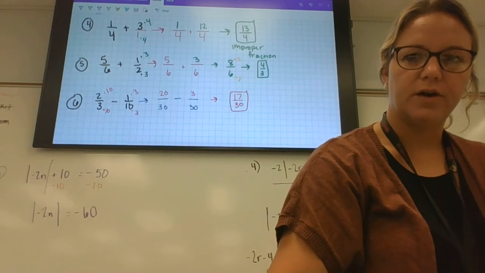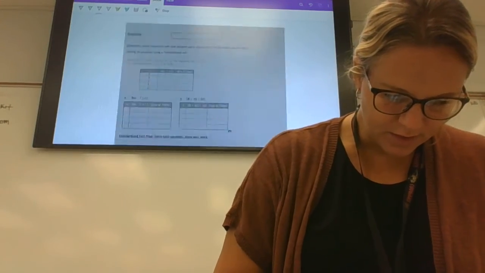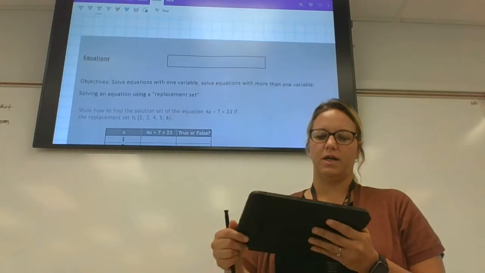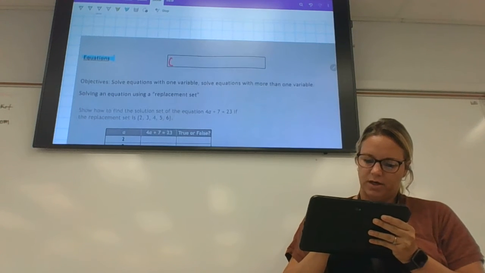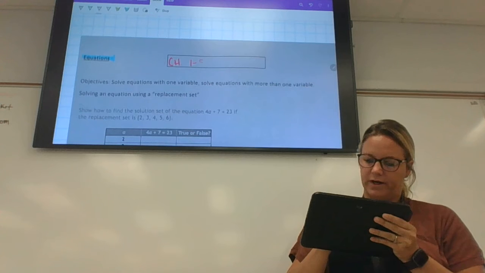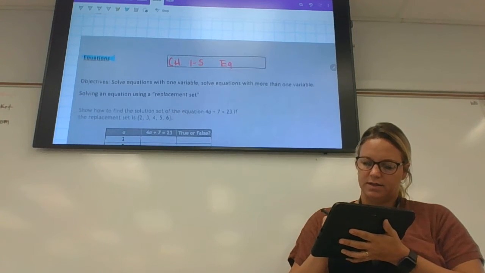Okay, I have a handout for you. I think I have it here. There it is, this side. So head to the side that says equations. It is double-sided. In here, we're working on chapter 1-5, so if you're confused, that's the part of the book you want to look at. And the title is equations.